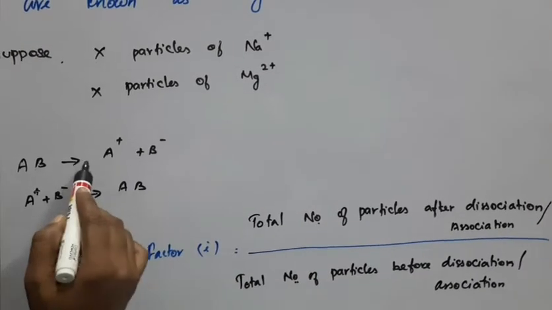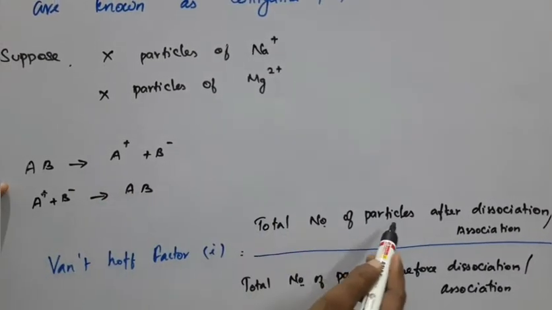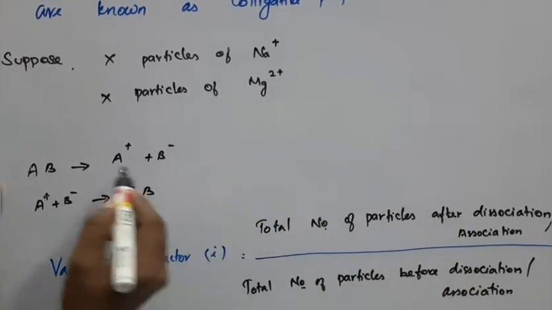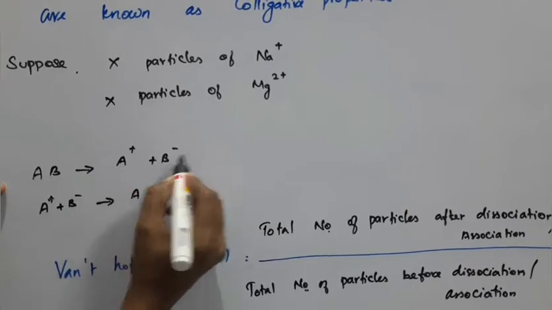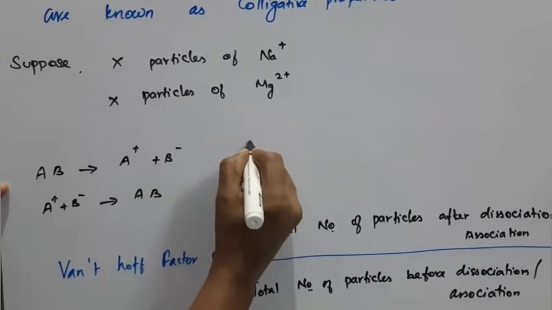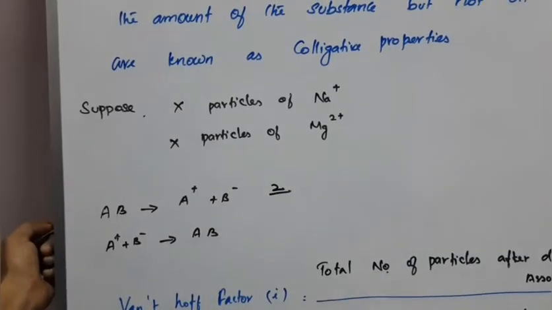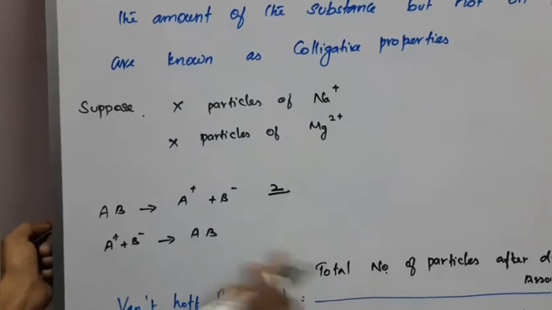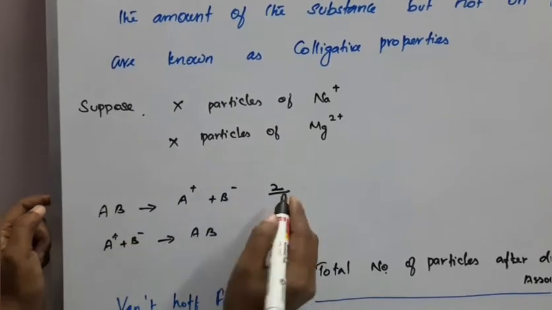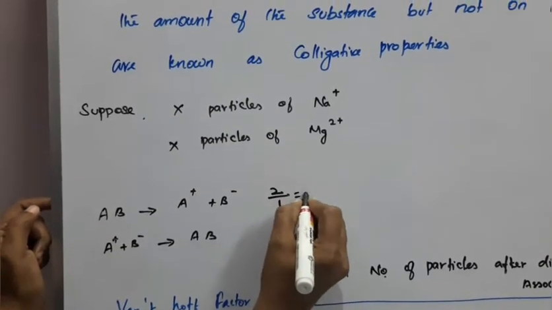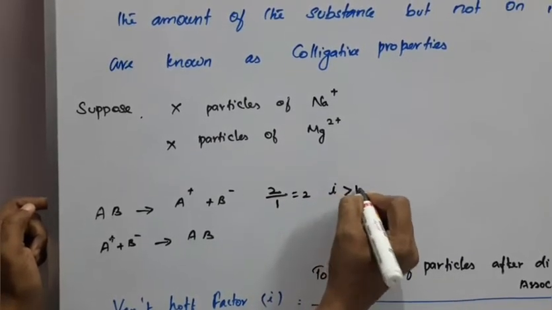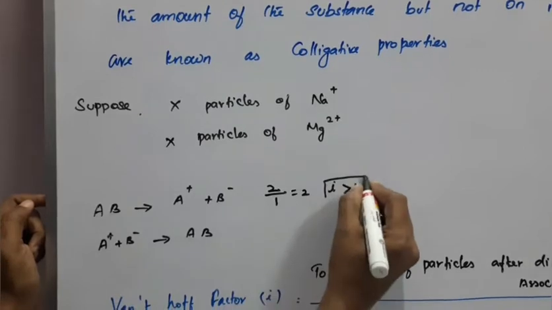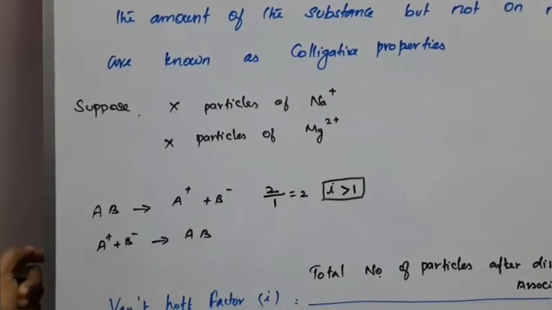Let me take this example. Total number of particles after dissociation: it dissociates into 2 particles, so 2, divided by particles before dissociation, which is 1. So i equals 2. So the i value is greater than 1 for dissociation.